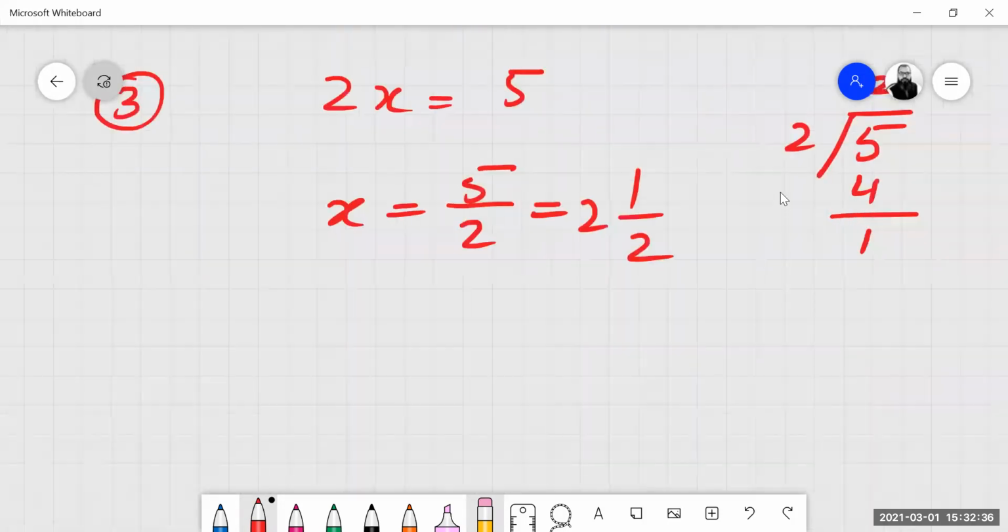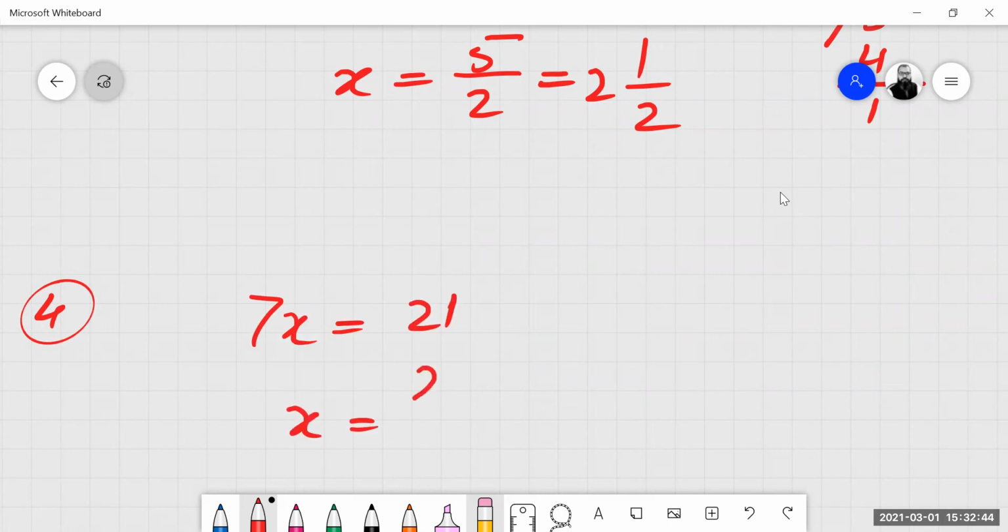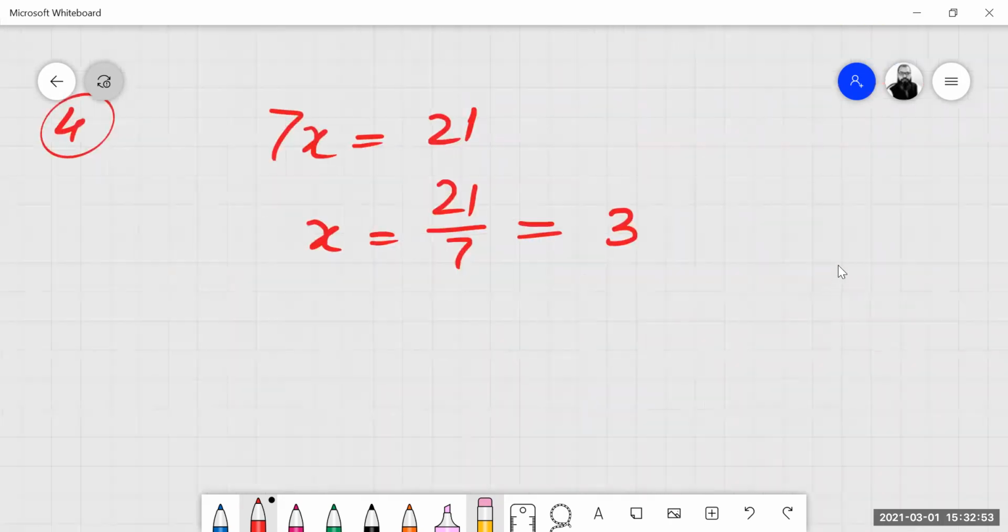Okay, now question number 4. 7x equals 21. So this 7 goes to the other side and we divide: 21 divided by 7 equals 3, Mr. Answer 3.